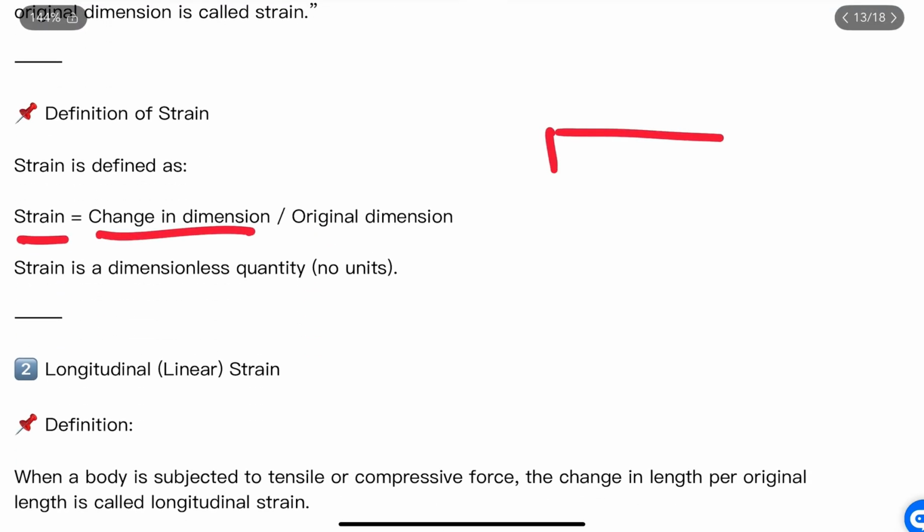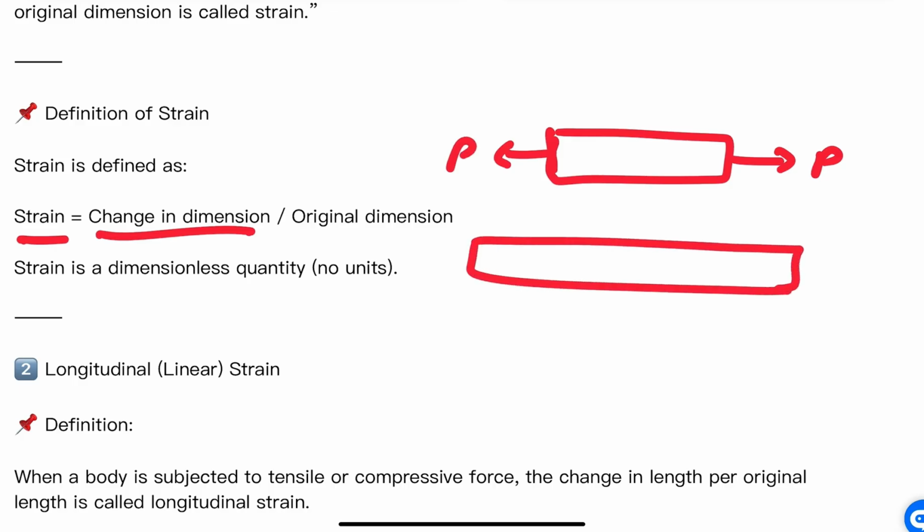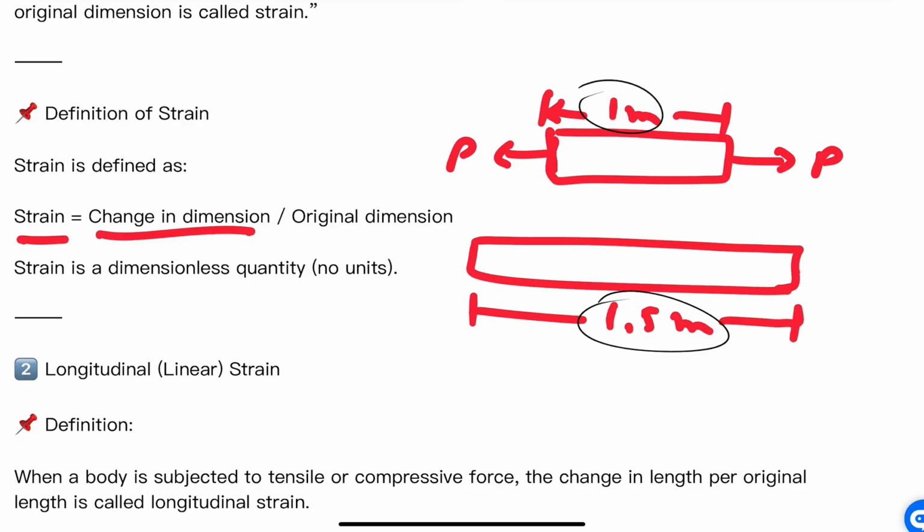For an example, there is one bar over here. We pull it from both sides with the force P. After some time, it will be like this. So this length will be 1 meter, and after the change, the length will be 1.5 meter. So this change is called strain. And if we have to find the strain for that, what do we put in the equation? 1.5 is the final length.